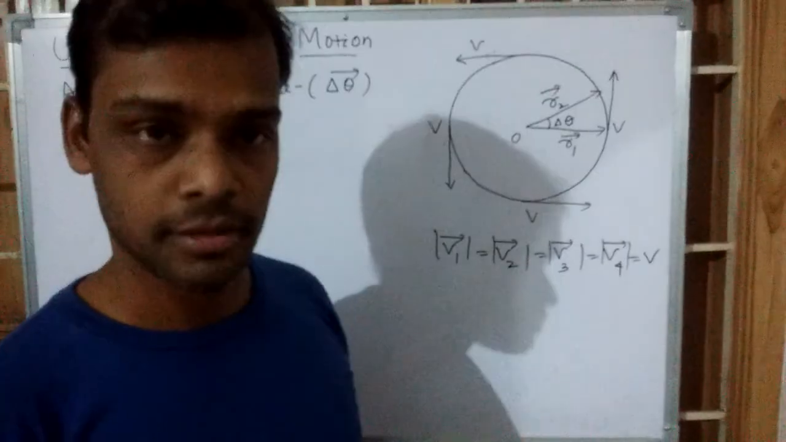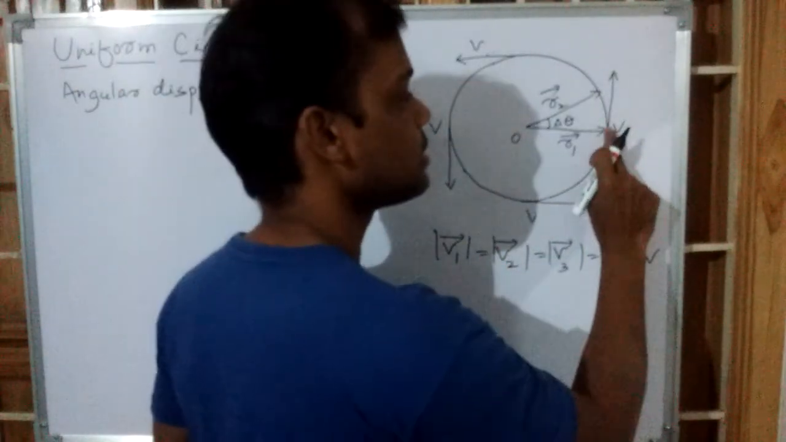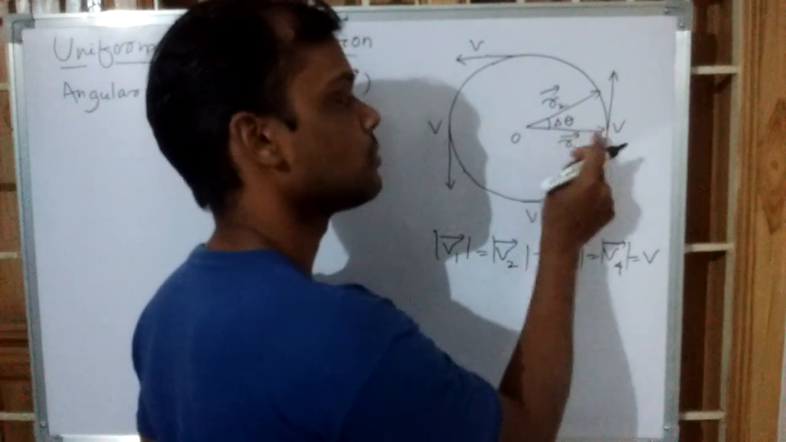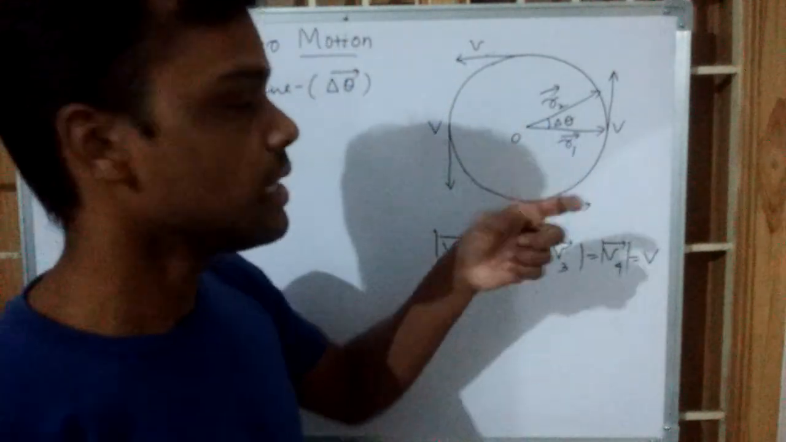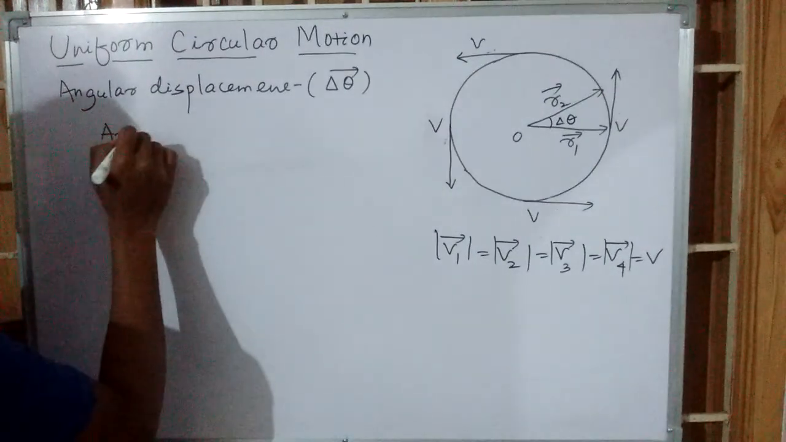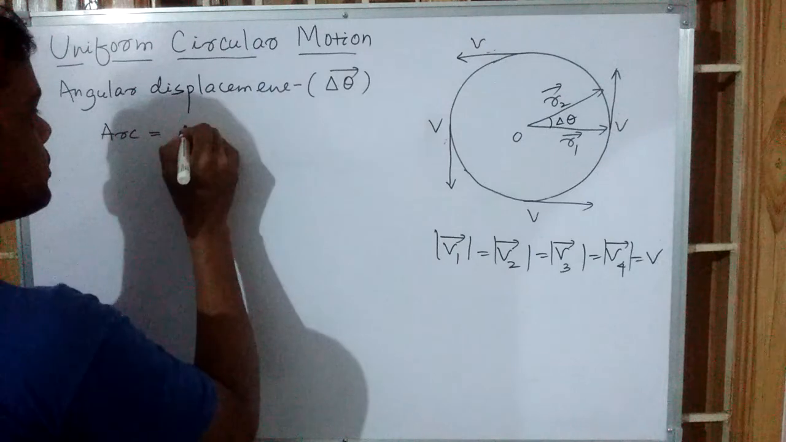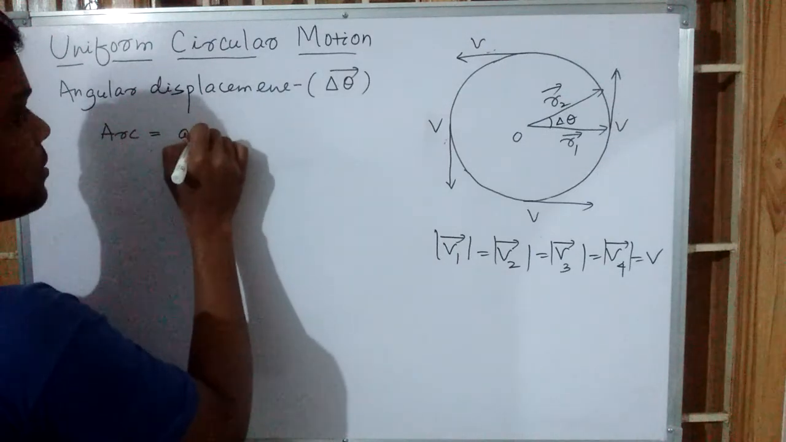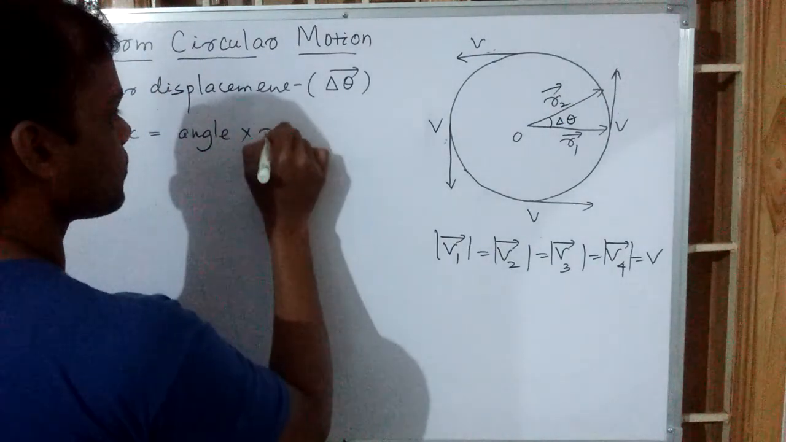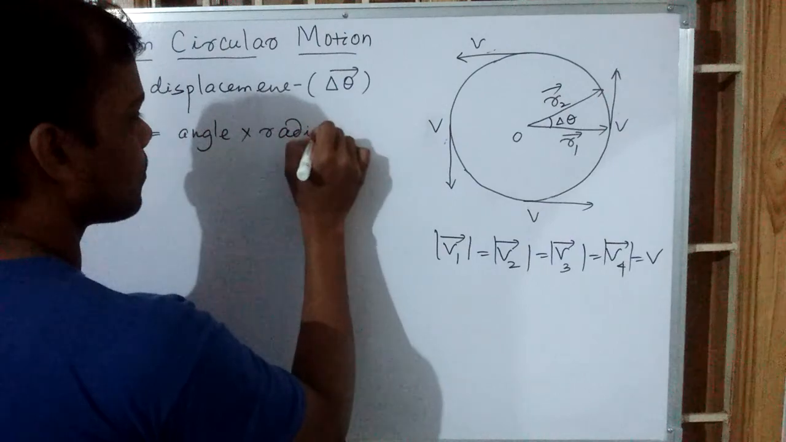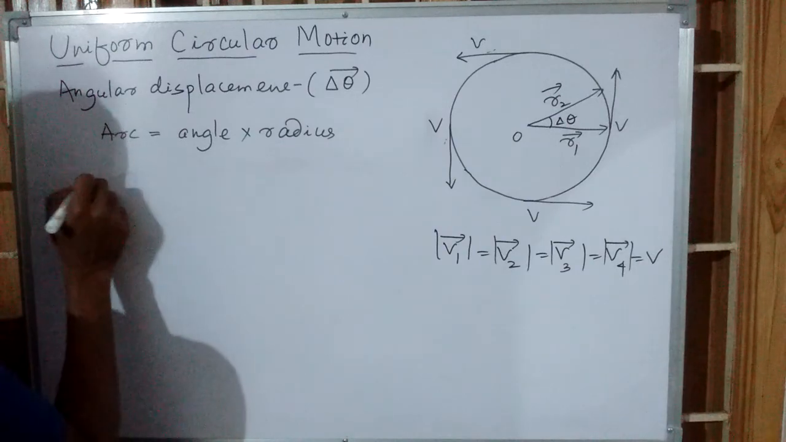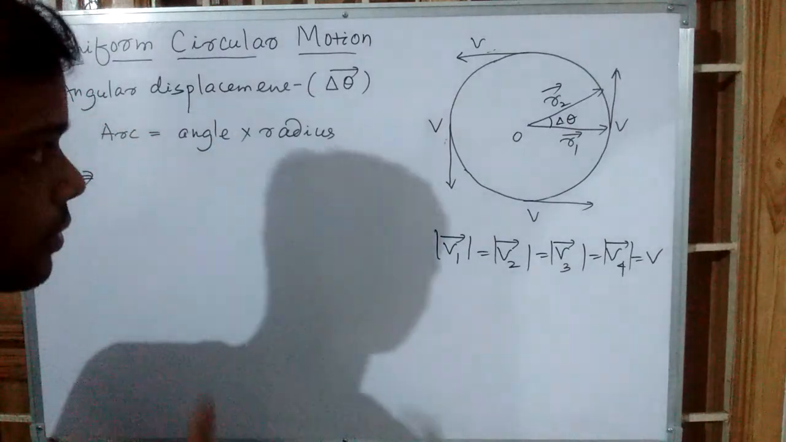From this point to this point the body has been displaced. There are two displacements here. One is linear displacement, that is the straight line joining these 2 points, and another is the angle subtended by the body at the center. What is the relationship between these two? We already know that arc length is angle into radius. Arc length is angle into radius. What is arc length here?